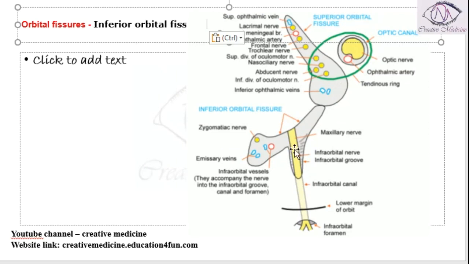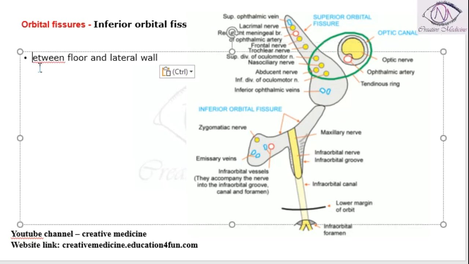So in the picture, this is the inferior orbital fissure. Where is it present? It is present between the floor and the lateral wall of the orbit. This is the floor and this is the lateral wall. Between the floor and the lateral wall of the orbit, we have the inferior orbital fissure.